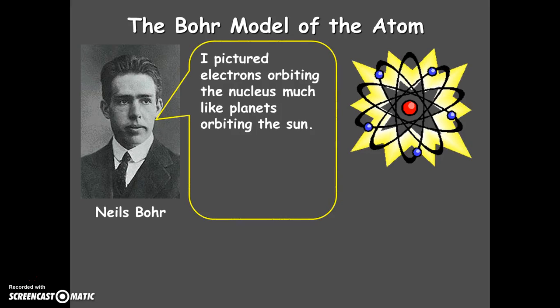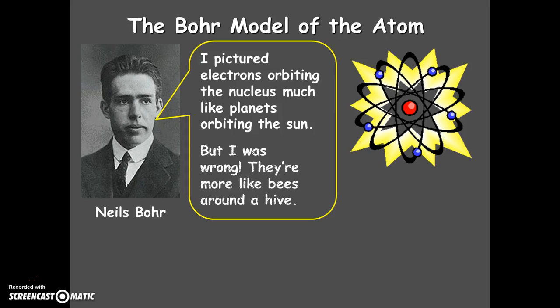Now, Bohr's model of the atom wasn't completely right. It worked for hydrogen, but hydrogen is the only element that his model worked for. And as we're going to find out, electrons are more like bees around a hive than in specific orbits. And that's the quantum model of the atom, which we're going to talk about next.